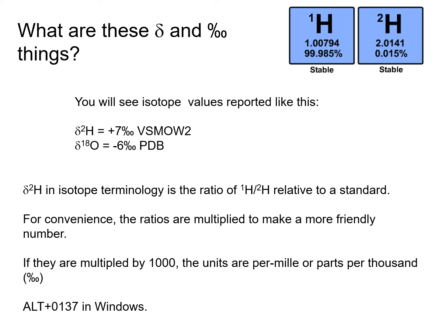First of all, the delta 2H in isotope terminology means it's a ratio of the two different isotopes, hydrogen 1 and hydrogen 2, and it's relative to a standard. As we'll find out in a minute, the standard is this long set of letters or letters and numbers that follow the values. Because we know that there's a lot of the lighter isotope and very little of the heavier isotope, if we take a ratio of the two abundances, we'll have a very small number.